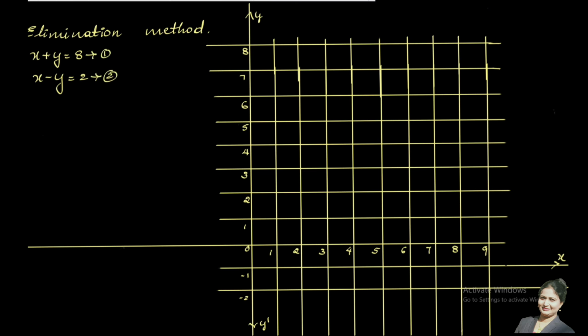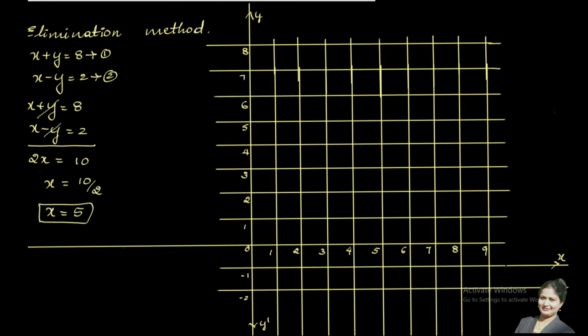Whenever plus and minus are there, observe y: this one is plus and this one is minus, so we subtract. If the signs are the same, like signs, we add. So x plus y is equal to 8 and x minus y is equal to 2. Here we subtract or cancel: 1 minus 1 is equal to 0. Elimination is nothing but cancel. So 2x is equal to 10, and this multiplication is converted into division. So x is equal to 5.